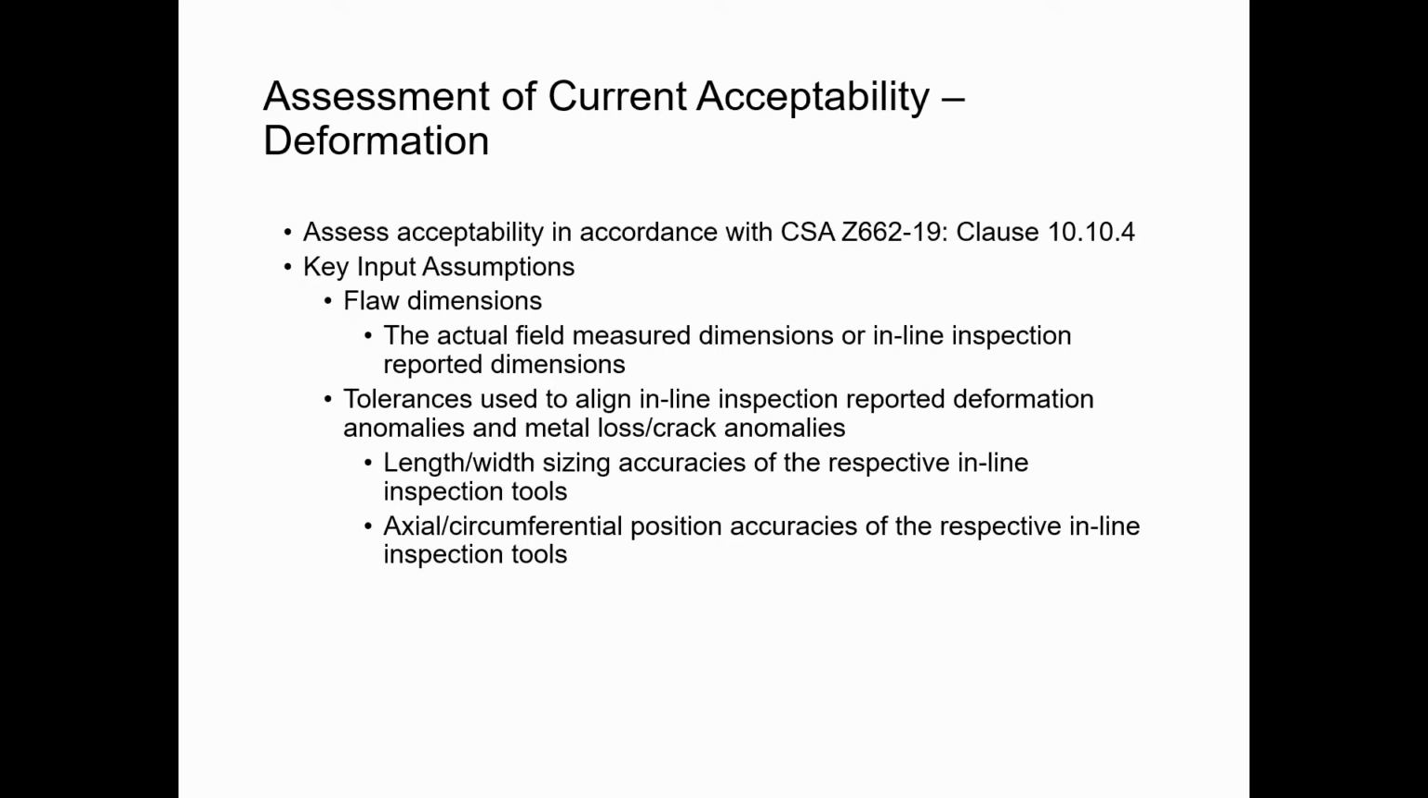Another one that needs to be factored in is that a number of the criteria under 10.10.4 for dents involve interaction with metal loss anomalies and/or cracks. So use the tolerances provided by the inline inspection vendor and the crack and metal loss inspection vendors regarding the length and width sizing accuracies of the respective tools and the axial and circumferential position accuracies of the respective tools. You use that to try and determine whether a dent is actually interacting with metal loss or actually interacting with a crack.